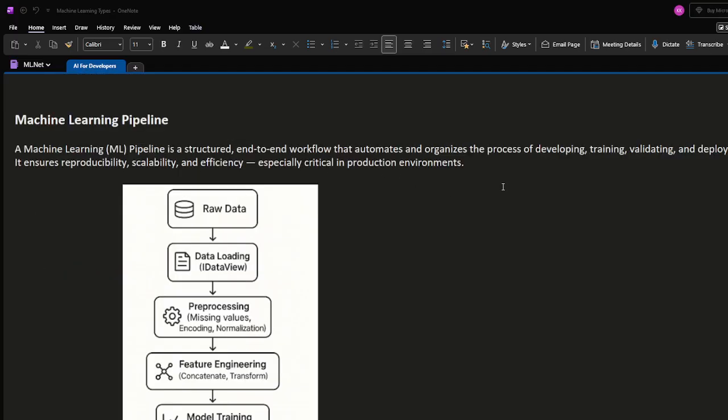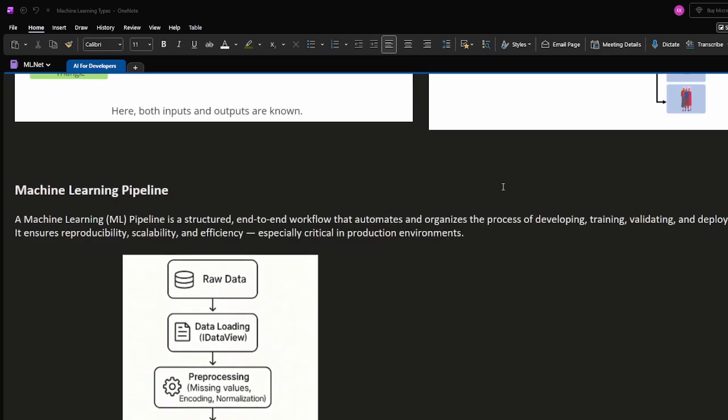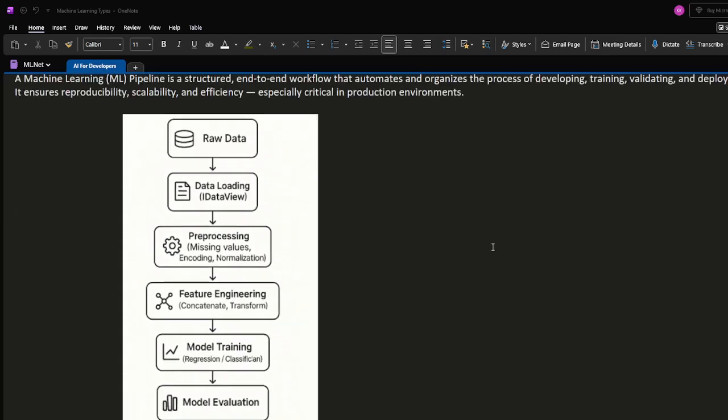Let's have a look here at the pipeline. As you are an existing .NET developer, you know when you develop your application, there are certain stages for developing an application. It's called the application lifecycle. Similarly, in machine learning, we have a machine learning pipeline, which is a structured end-to-end workflow that automates and organizes the process of developing, training, validating, and deploying machine learning models. So let's have a look at how the machine learning pipeline works.